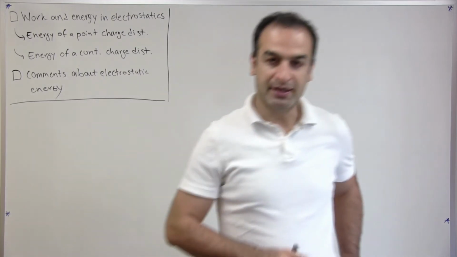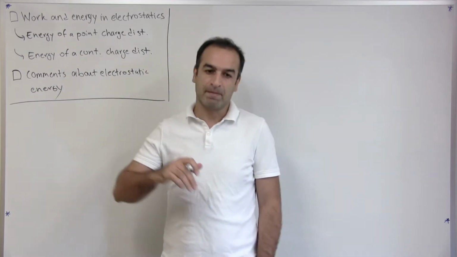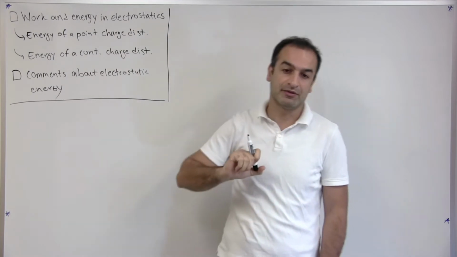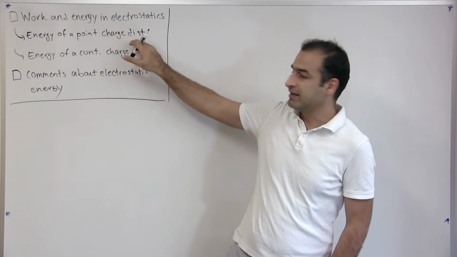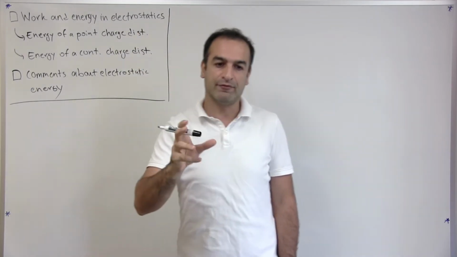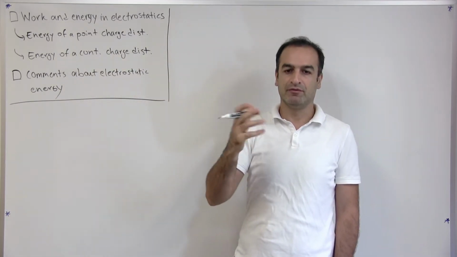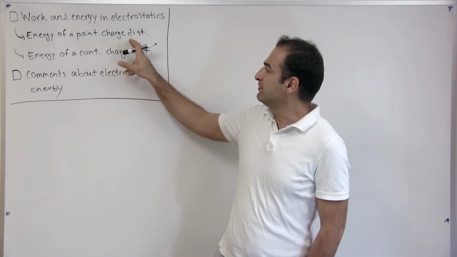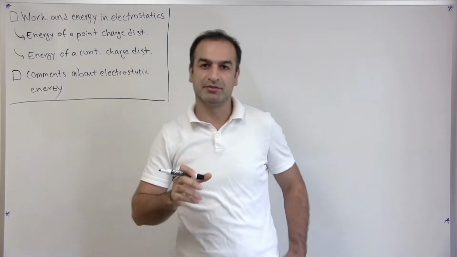So let's get started. What I want to do today is recap part of the discussion we had on Thursday on work and energy and electrostatics. I want to continue that. I want to finalize the mathematical framework that we were developing to calculate the energy of the formation of a point charge distribution. We do one simple example to establish what the formulation really means, and then we move on to energy of a continuous charge distribution.